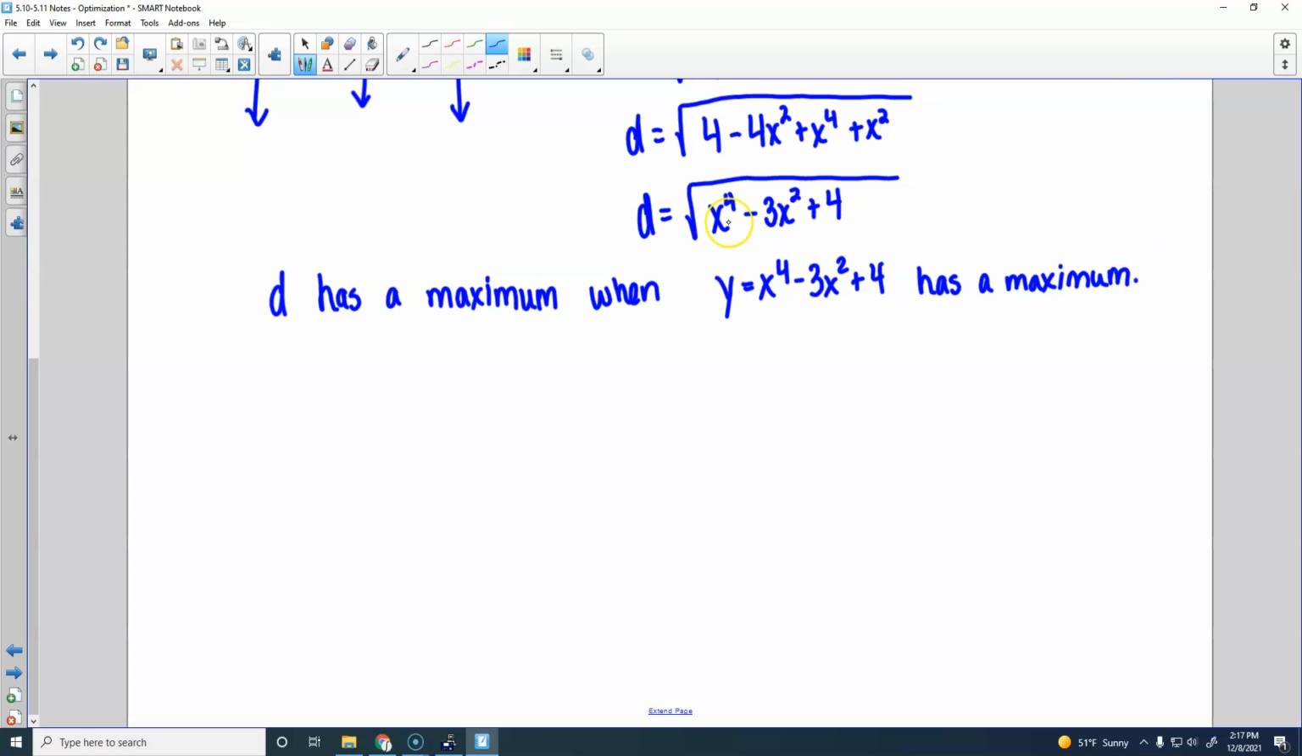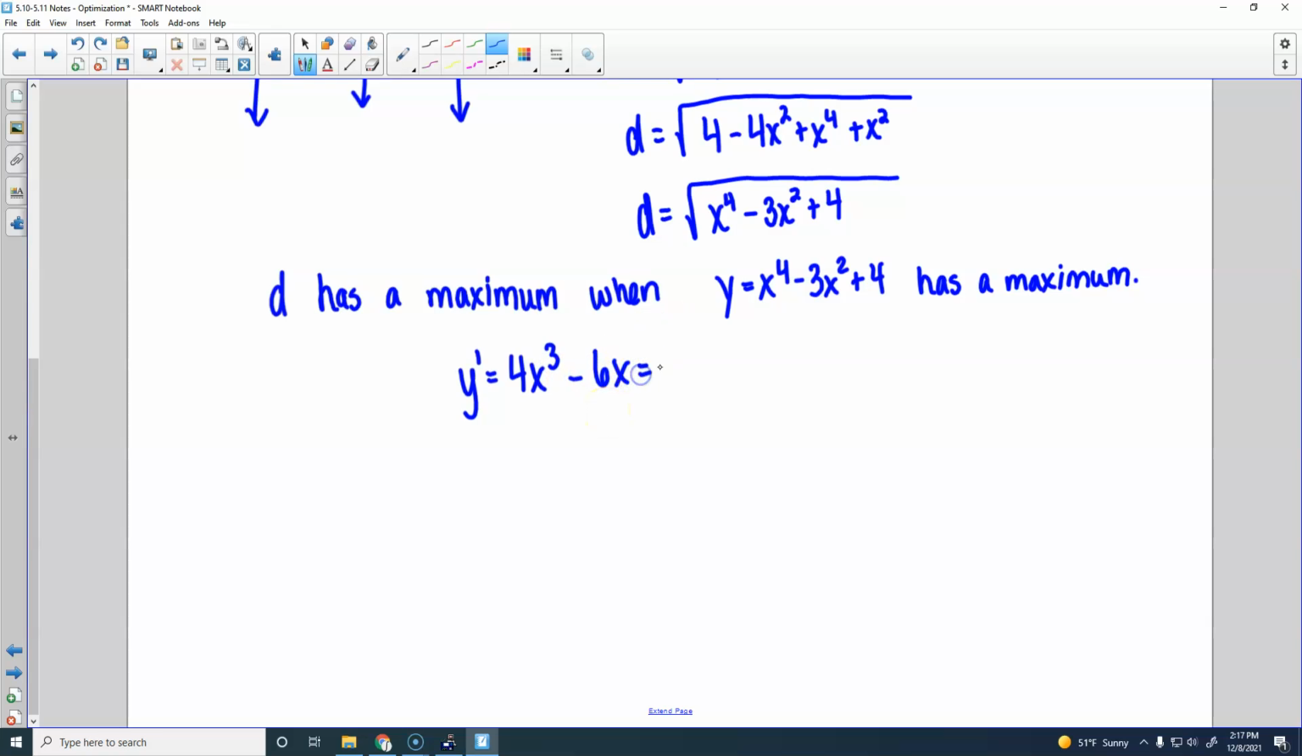So finding the maximum of d is very difficult, but finding the maximum of y equals x to the fourth minus 3x squared plus 4 is much easier because it's got a really easy derivative, right? So as long as we write this, now we can just take the derivative of this. We could call it y prime or dy dx, whatever you want to call it. It's going to be 4x to the third minus 6x.